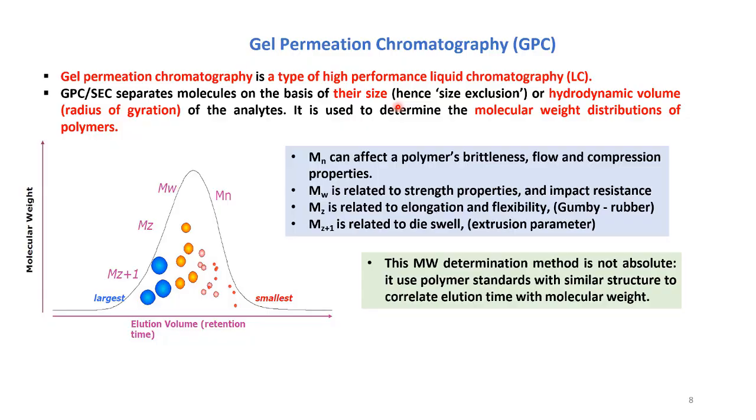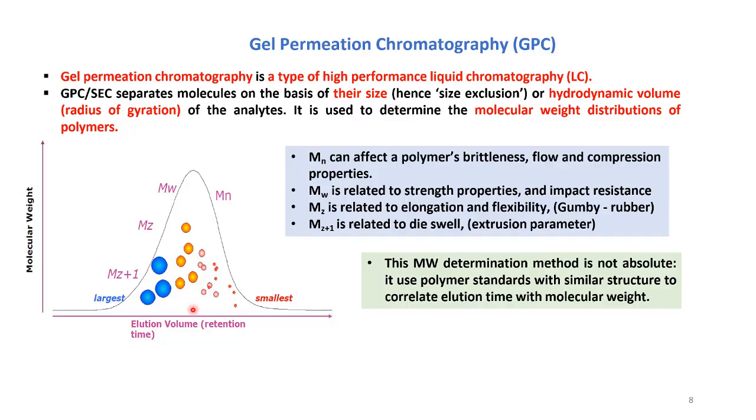Then the next technique is gel permeation chromatography (GPC). Gel permeation chromatography is a type of high performance liquid chromatography (HPLC). So in the GPC, that is the size exclusion chromatography, molecules are separated on the basis of their size, or hydrodynamic volume, which is the radius of gyration of the analytes. So it is used to determine the molecular weight distribution of the polymers.